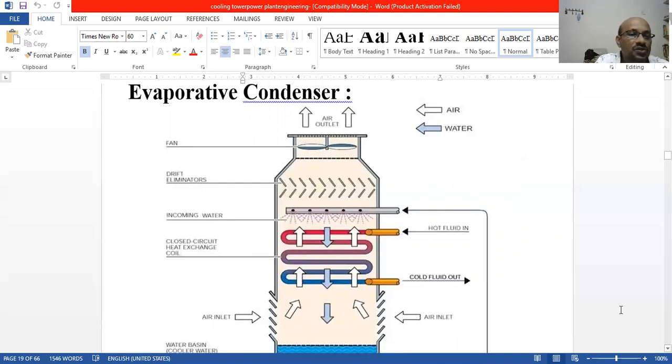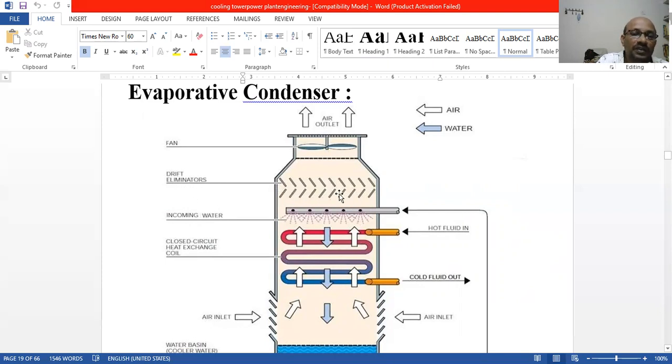So here you see how much equipment there will be. Air is going to the outlet. Here we have arranged a fan, and the air is going out, and then the eliminators are there. Air going out means the hot air we are going to remove with the help of the fan.